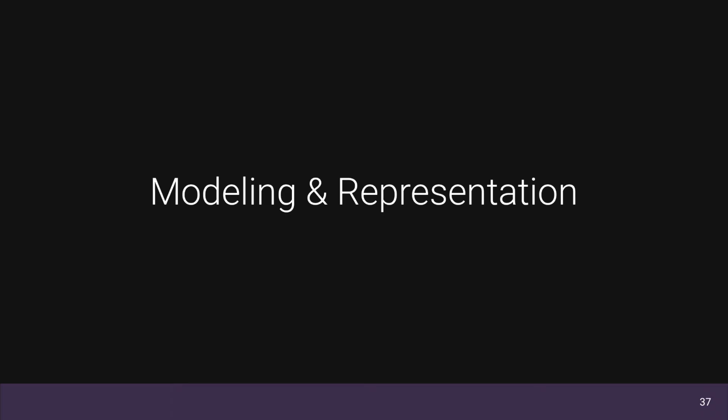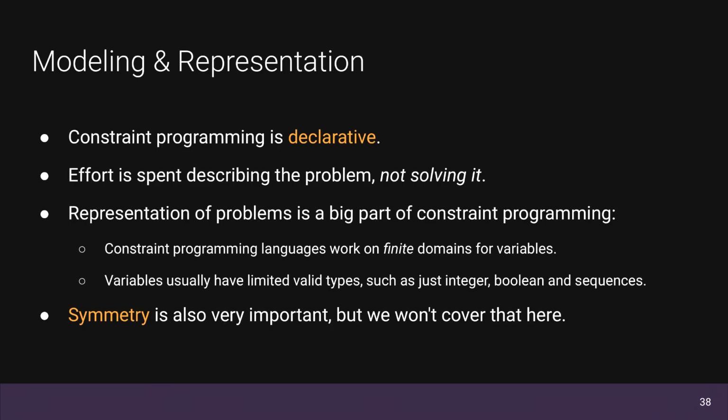Anyway, one of the biggest problems with doing constraint programming, and one of the actual points where the effort is spent, is actually modeling the problem. Because we're not telling the computer how to solve the problem, we are instead describing the problem. We're working declaratively. The effort is spent, as I said, describing the problem and not solving it. So the representation of problems and the modeling of problems is a big part of constraint programming. One of the biggest things is the constraints that are on the way that we model these.